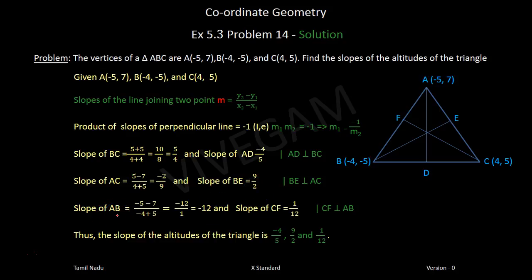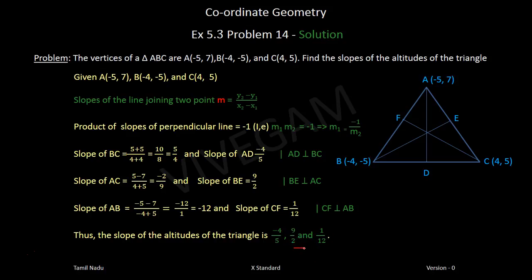Slope of AB is the same formula, that is y2 minus y1 over x2 minus x1: minus 5 minus 7 over minus 4 plus 5, that is minus 12 divided by 1. So this is equal to minus 12, and the reciprocal of this is 1 by 12, right? Thus the slopes of the altitudes are minus 4 by 5, 9 by 2, and 1 by 12.